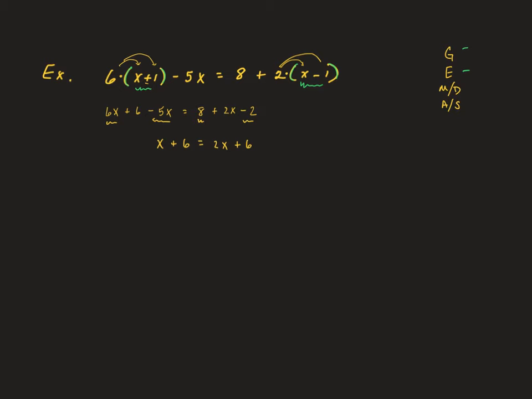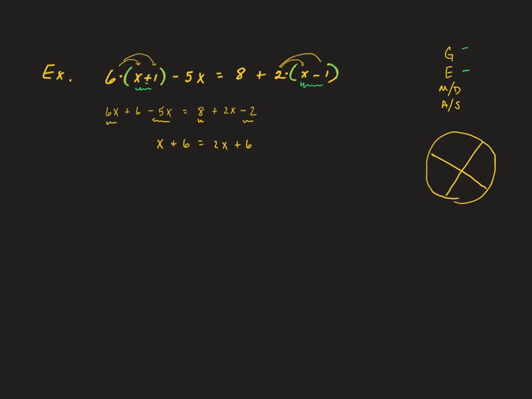Okay, as we continue now, we're going to get to the point where we can combine like terms. But on the left-hand side of the equation, there's nothing to combine. On the right-hand side, there's nothing to combine. But I do have like terms that I need to combine together on one side of the equation. And I would say that it's good practice.